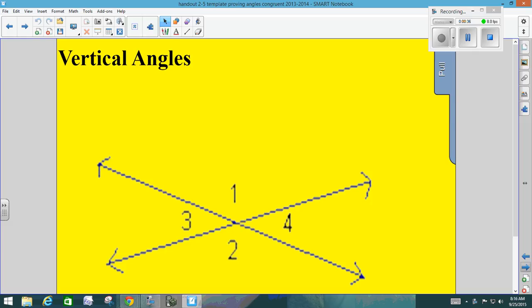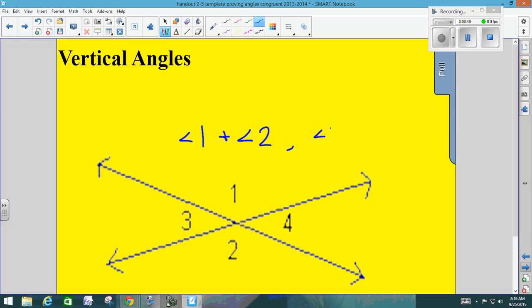They come in pairs. So angle 1 would be vertical to which angle? 2, good. I think it says name 2 pairs of vertical angles. Angle 1 and angle 2, that would be 1 pair. Angle 3 and angle 4 are a pair of vertical angles. There has to be intersecting lines to have vertical angles.